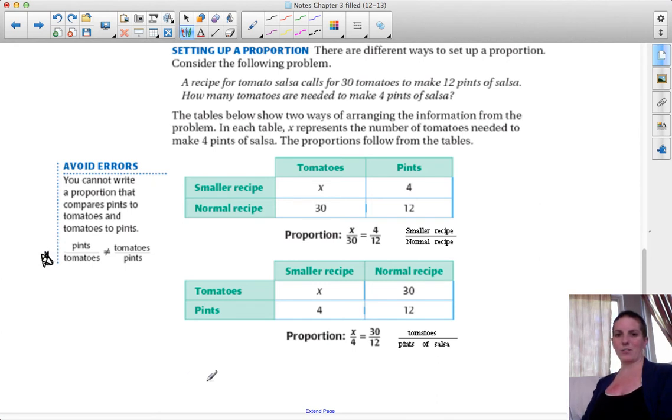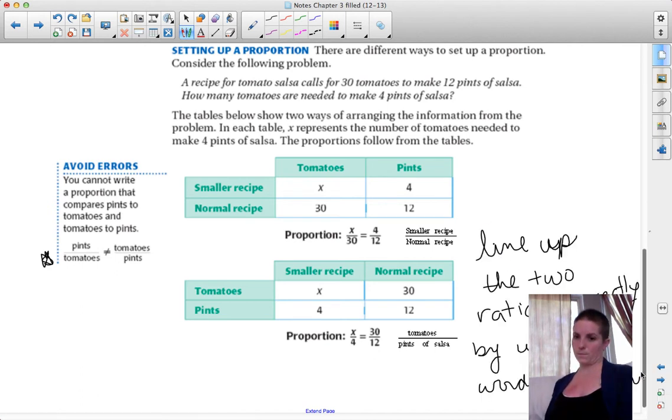That's this avoid errors note here from your textbook. So be cautious. There are different ways to do it as long as you line up the words. I think I'm going to write that down. So I wrote down, line up the two ratios correctly by using your words to guide you.